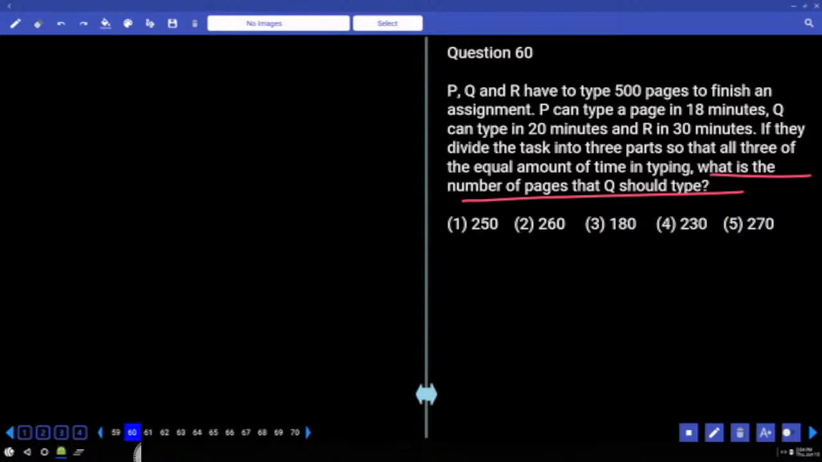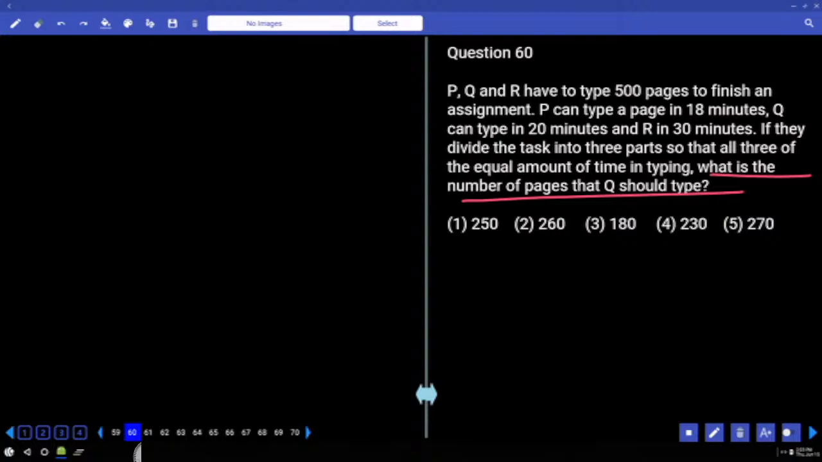In the 2:1 example, what ratio do we need? Efficiency ratio. That's what we need, correct? When you look at the information, second line, P can type a page in, what is that? Related to time. Q can type a page in 20 minutes, time. R can type in 30 minutes, time. So you are given time, right? But we need efficiency.